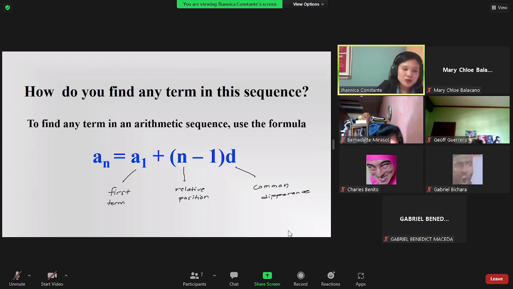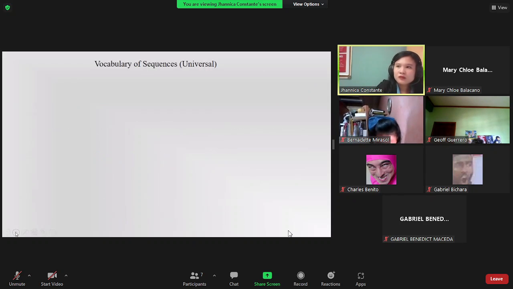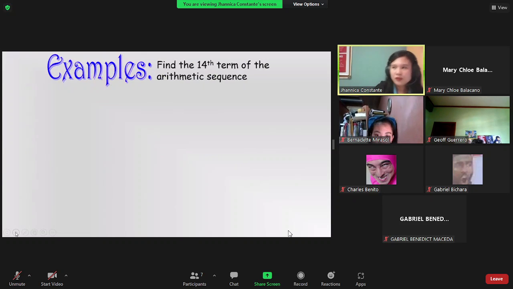If you're solving for the 100th term, para hindi na i-continue yung sequence until you reach the 100th term, you can use this formula. For example, we're going to find the 14th term of the arithmetic sequence 7, 10, and 13. So that is our arithmetic sequence, and we need to solve for the 14th term.